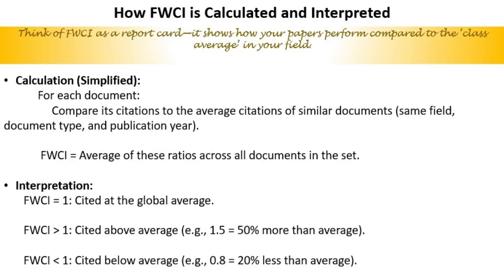Here's what the numbers mean. FWCI equals 1: the documents are cited exactly at the global average for their fields. FWCI greater than 1: they are cited more than average. For example, an FWCI of 1.5 means 50% more citations than expected. FWCI less than 1: they are cited less than average. An FWCI of 0.8 means 20% below the norm.